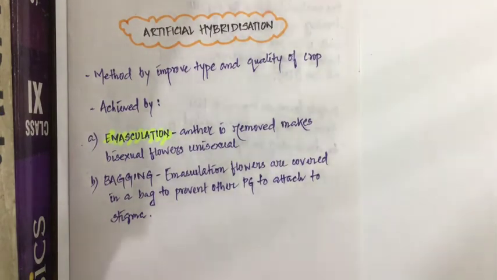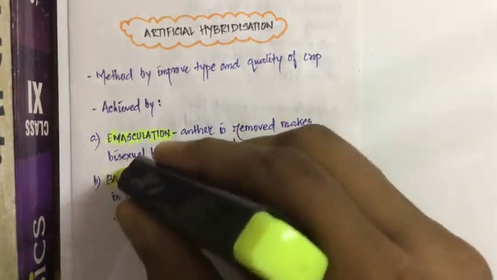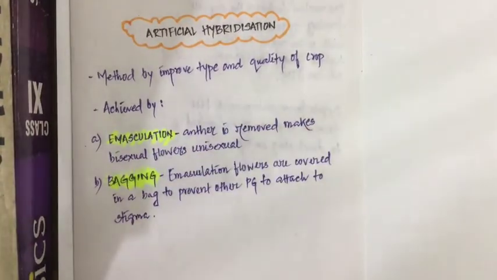And what is bagging? Whenever we remove the androecium, obviously the gynoecium is going to become receptive after some time. That means the gynoecium is going to receive pollen grain from the external environment. In order to prevent any other unwanted pollen grain from coming and attaching to the stigma, we cover the flowers with a small bag-like structure, and that is called bagging. So bagging is basically a process to protect that emasculated flower. Clear? So this is where we'll end today's lecture.